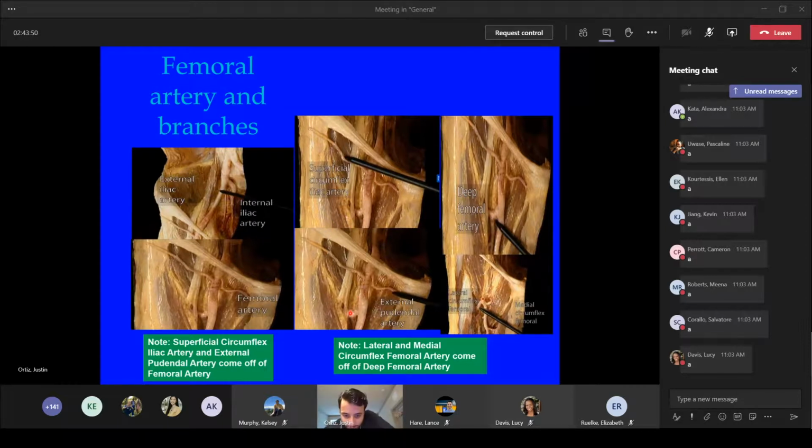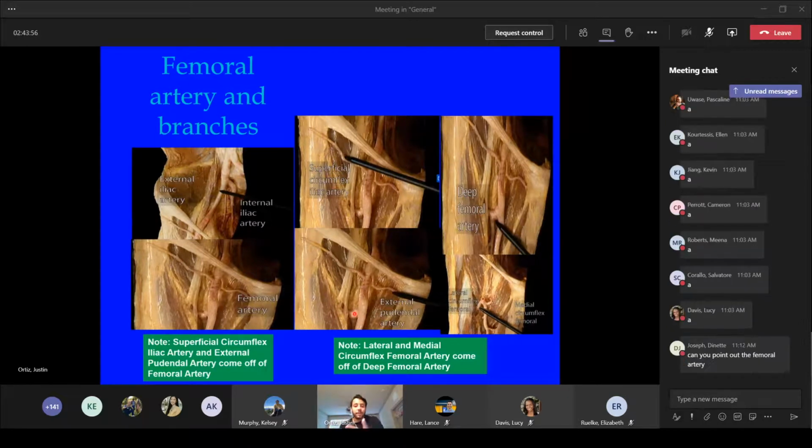Over here, though, this little thing right here is your deep femoral artery, which is a branch off your femoral artery, right? So you know that this is going to be going to the posterior side of your leg, because remember, the perforating branches of the deep femoral artery supply your entire posterior thigh, right? This is the deep femoral artery. And then you can see this is going to be your lateral circumflex femoral and your medial circumflex femoral. These are going to be coming off your deep femoral artery.